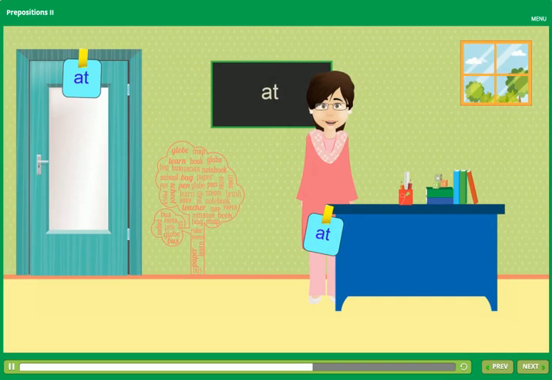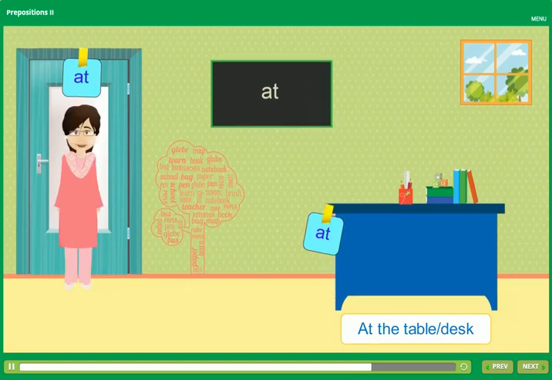At this point, you should put the flashcard at on the side of your desk and the other flashcard on top of the door. Remember, we always use at when we want to say we are at our desk. We also use at when we want to say somebody is at the door. Who is at the door? I am standing at the door.